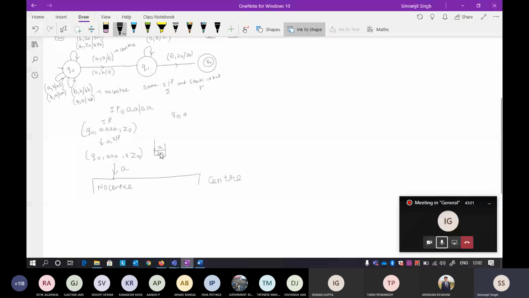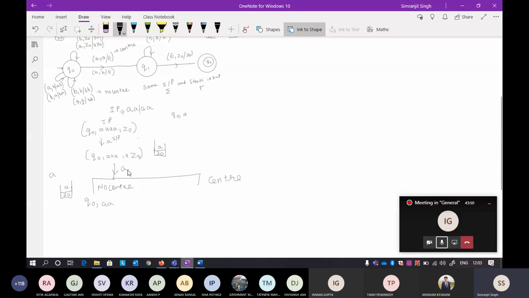Okay, so now in this context there is a Z naught and then there is an A, and another A is inputted, so it is assuming that it's not a center. So when you see an input A for not center, it will push it. When you see the input A and at the top of the stack there is an A, you will push it. So I'll stay at q naught and I will consume one A.